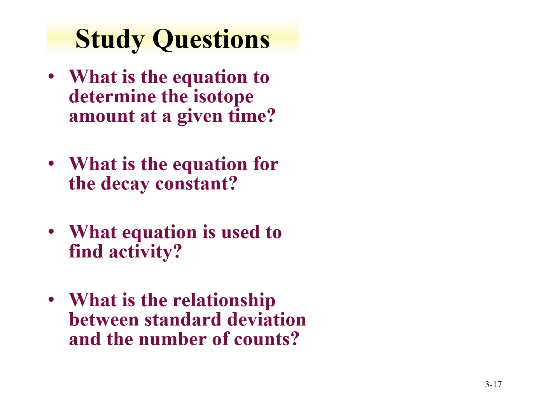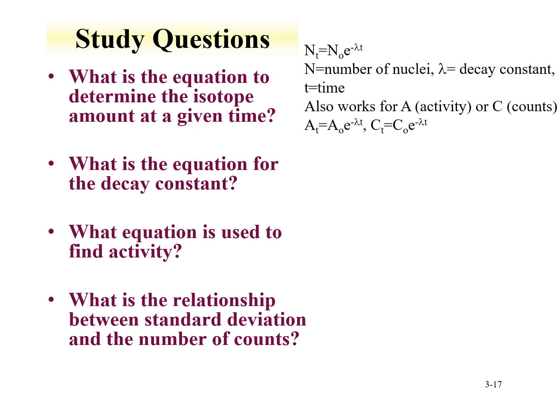So let's review some questions you should be able to answer based upon the lecture. What is the equation that is used to determine the isotope amount at a given time? That's a very fundamental equation, and the basis is shown here, where N is the number of nuclei at either the initial time or at the given time, lambda the decay constant, and then t. This also works for activity or counts or mass. It could work for concentration if the volume doesn't change.